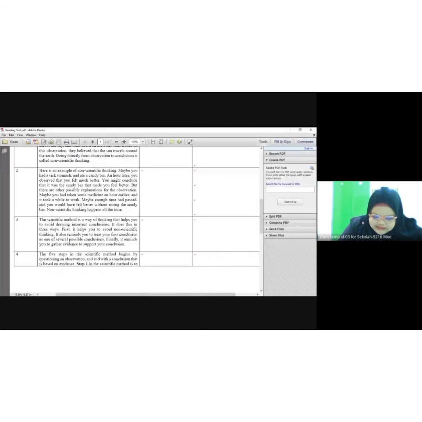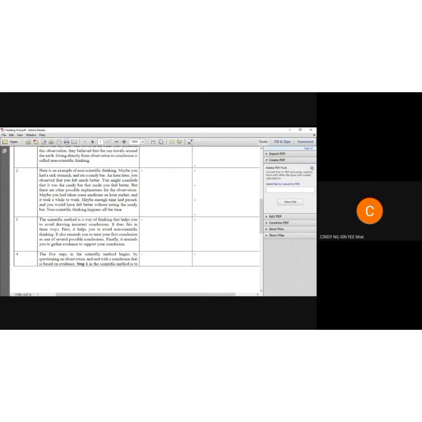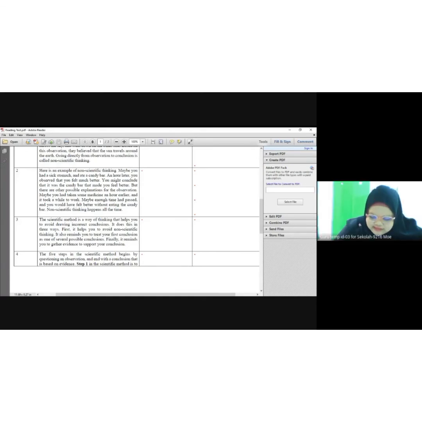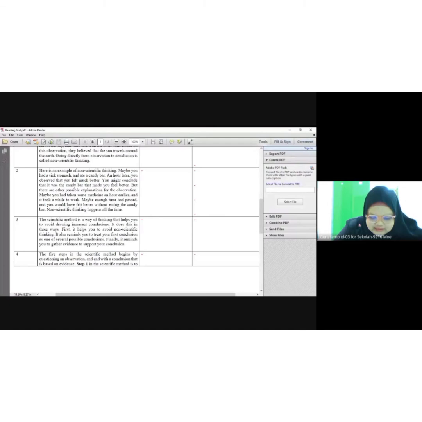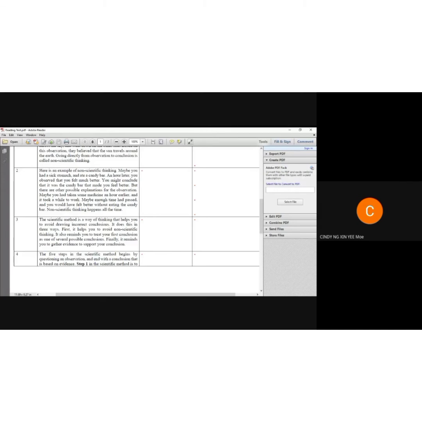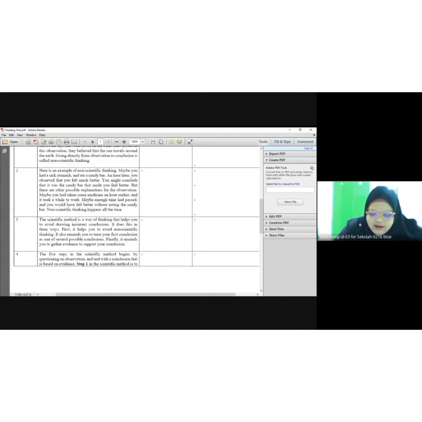What about the rest? Another 2 supporting details. Maybe you had taken some medicine an hour earlier and it took a while to work. That one is the first supporting detail. Number 2, you might conclude that it was the candy bar that made you feel better. What about the third and the fourth? But there are other possible explanations for the observation. Very good. That one is the third supporting detail.